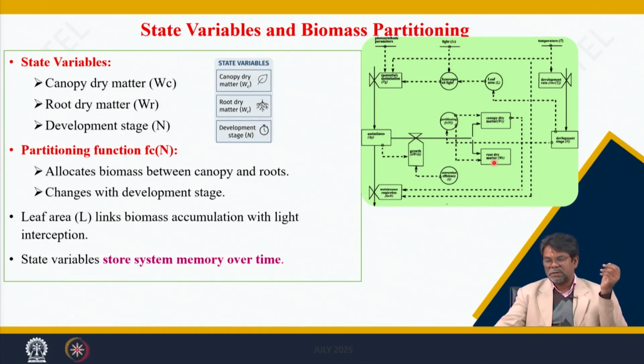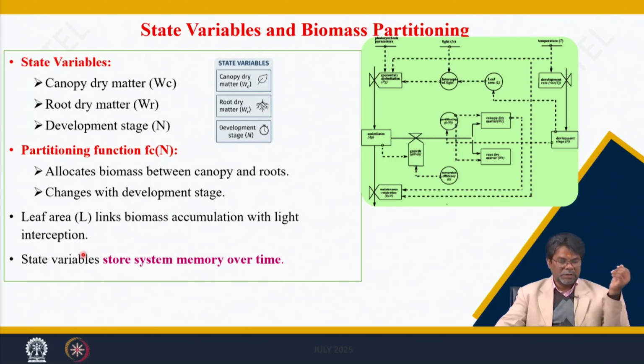How is this calculated? Based upon experimental findings. It calculates the total biomass accumulated, the percentage of biomass that is partitioned to the root, and how much goes to the shoot portion. That is not constant throughout the growth period. It depends upon the developmental stage of the crop. The state variable is the system memory over time. So the partitioning of the allocated biomass between the canopy and the roots changes with developmental stage.